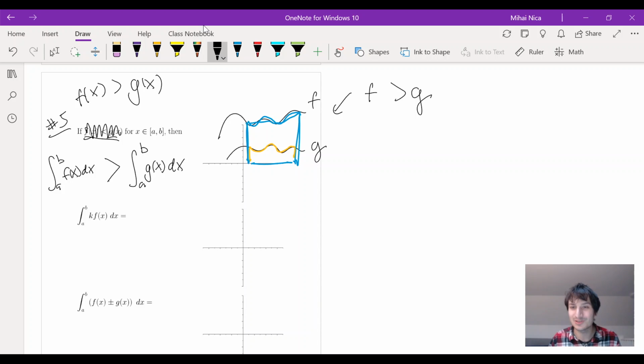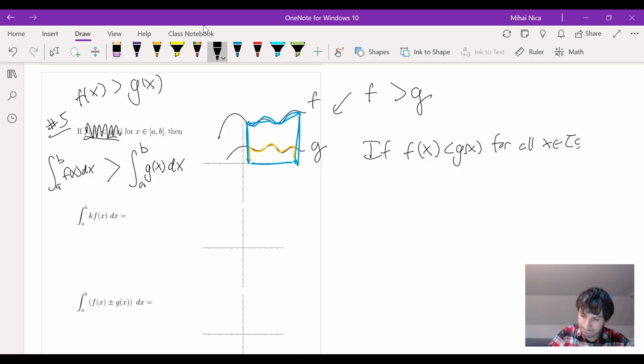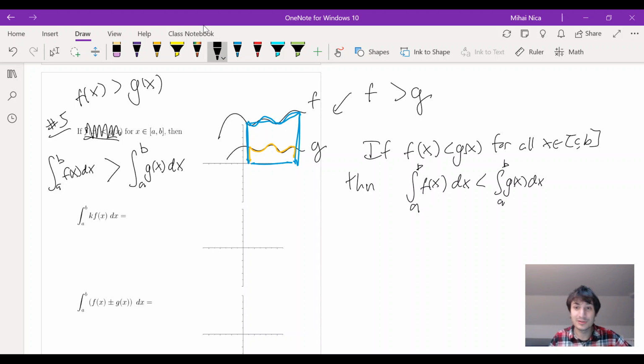Of course, the opposite is totally true as well. So if you want to write it down the other way, if f of x is less than g of x for all x in [a, b], then the integral of f of x dx is less than the integral of g of x dx, and these are definite integrals from a to b. Another intuitive thing: areas respect height. If the height of one thing is taller than another thing, then the area of the first thing is also larger than the area of the second.